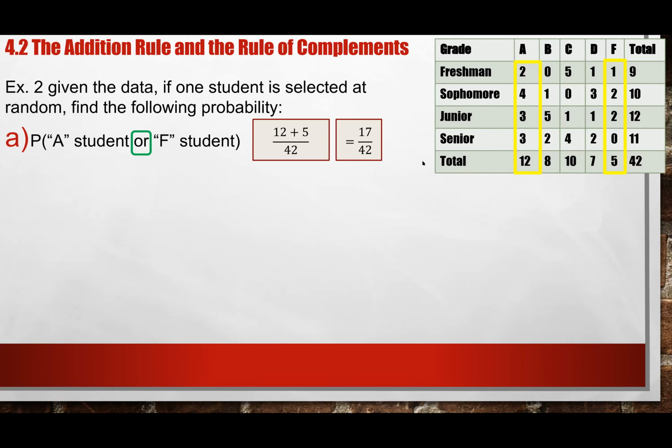Once you have this, all you need to do is take the 12, add the 5, right? I have 12 plus 5, and divide that by 42, which is 0.405. Someone type in the chat.